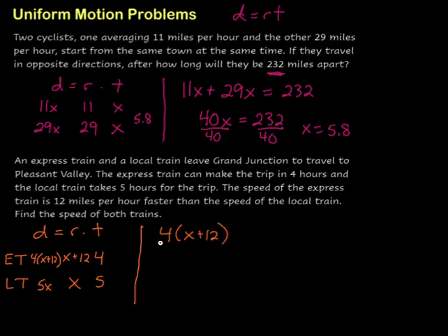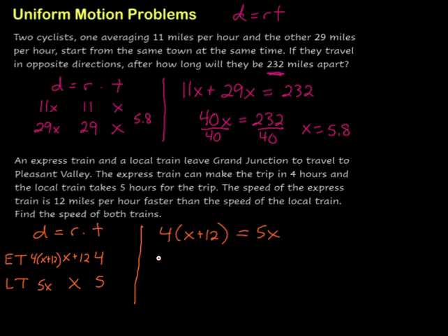This is the distance traveled by the express train in 4 hours. That's how far it's going to go. And that distance is going to be the same as the distance traveled, remember, rate times time, by the local train. So that's 5x. Two distances, they're equal because they're going from the same place to the same other place.